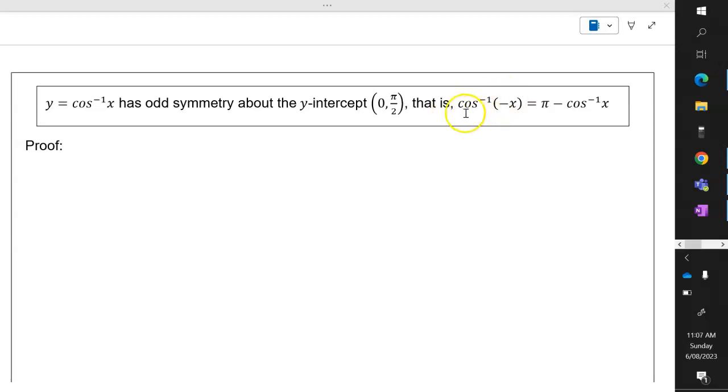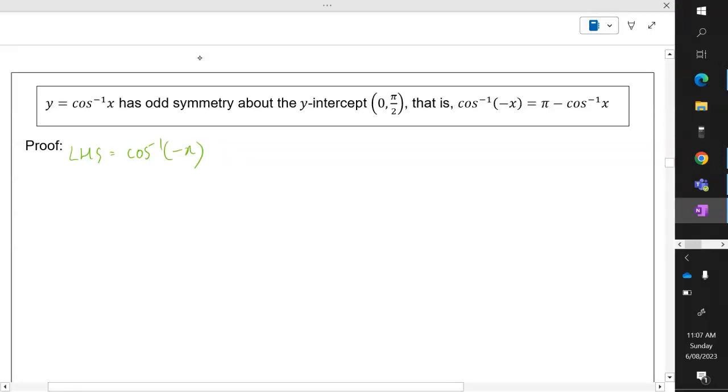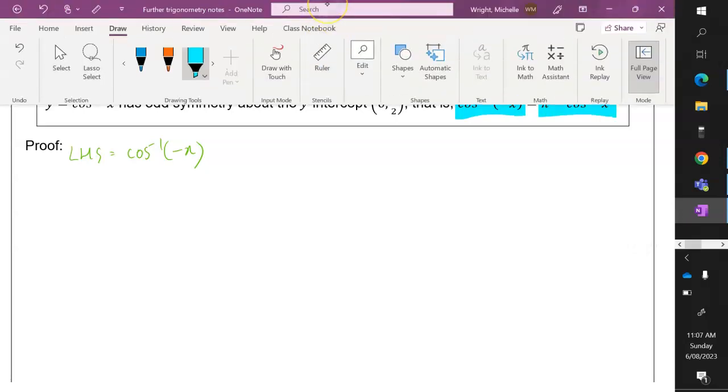So therefore what we can show is that cos inverse of minus x is equal to pi minus cos inverse of x, and it falls out fairly simple. Instead of working in that first and fourth quadrant, we're going to be working in the first and second quadrant, and that's where that pi is going to come into play. Okay, let's have a look. Let's go left-hand side. So the left-hand side is cos inverse of minus x. So we are over here. Okay, we want to work that through so that we can end up with this right-hand side here. So let's see how we go.